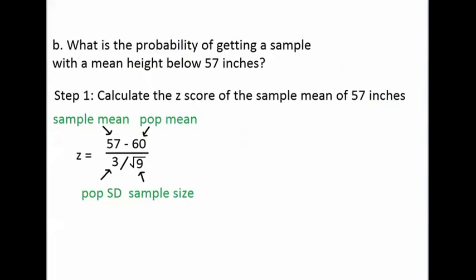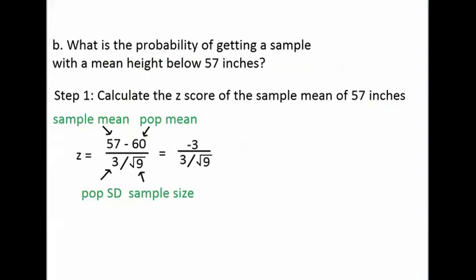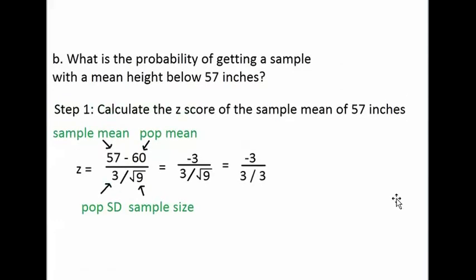So what we need to do is subtract on top, subtract 57 by 60, and it comes out to negative 3. Then we divide 3 by the square root of 9 on the bottom. First we need to find what the square root of 9 equals. The square root of 9 equals 3. So we're going to be dividing 3 by 3 on the bottom.